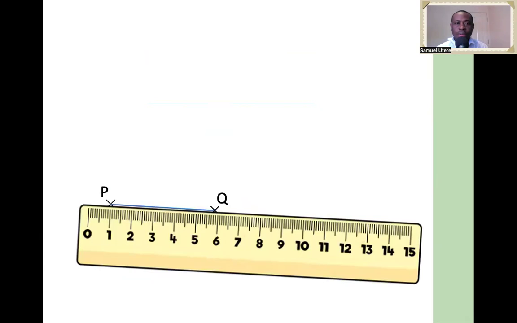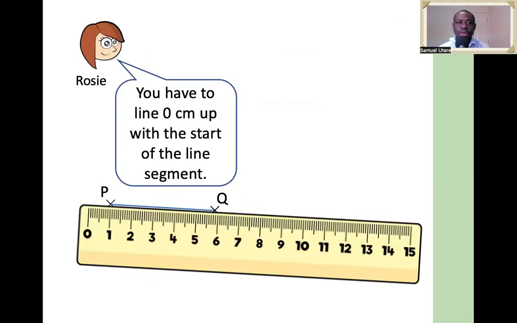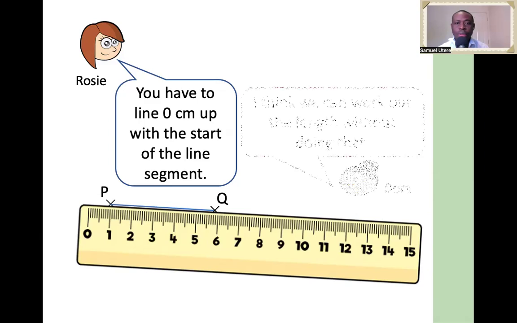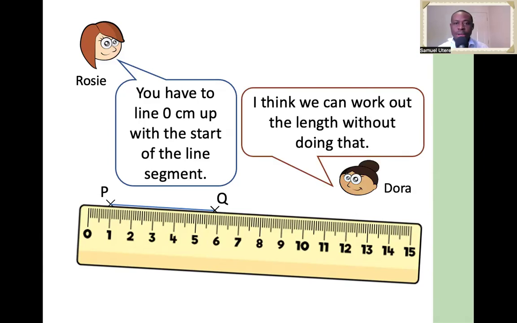Let's look at another problem. Here, Rosie says you have to line 0 centimeter up with the start of the line segments to be able to measure PQ. And then Dora says, I think we can work out the length without doing that. Well, whom do you think is right? Well, both of them are right, but it's easier to measure your line segment starting with the 0 centimeter mark.